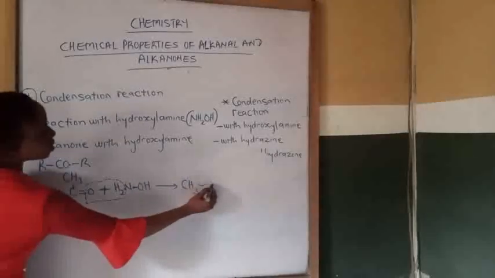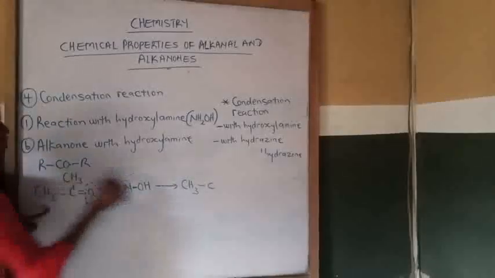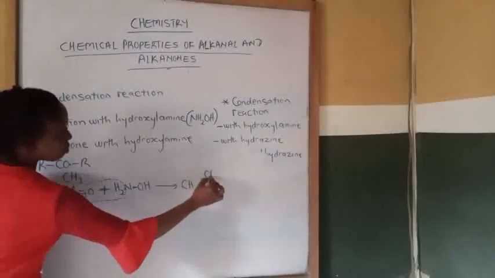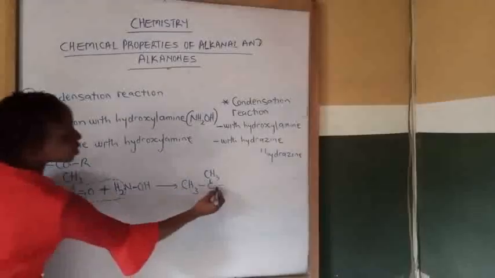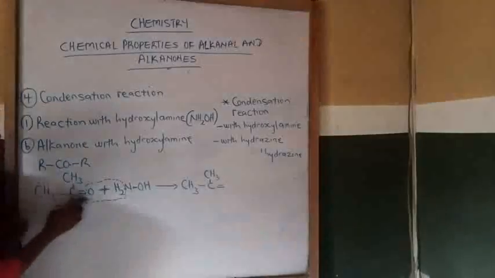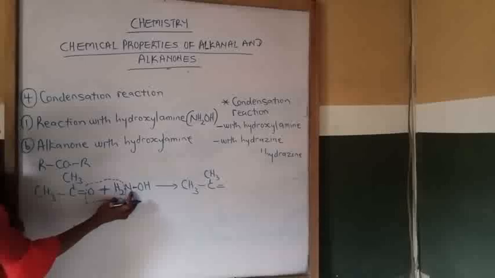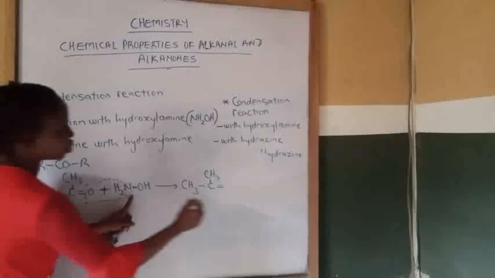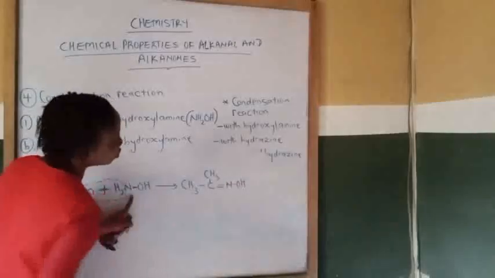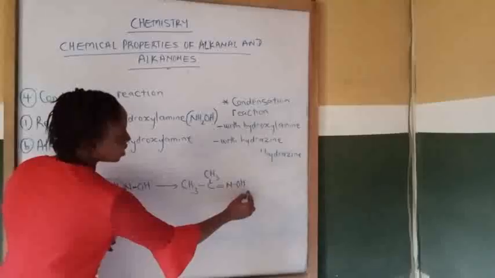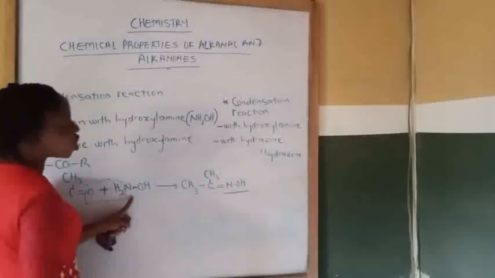Then followed by the carbon atom with CH3. Then we have a double bond here. Then the double bond will connect with the remaining reactant particle here, that is NOH. Then this NOH is called oxime.